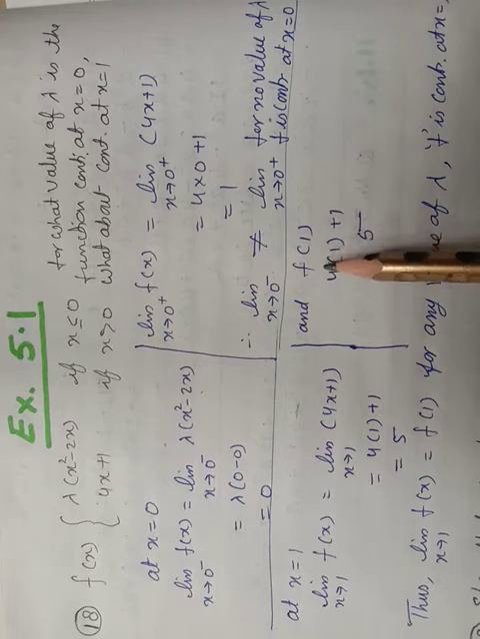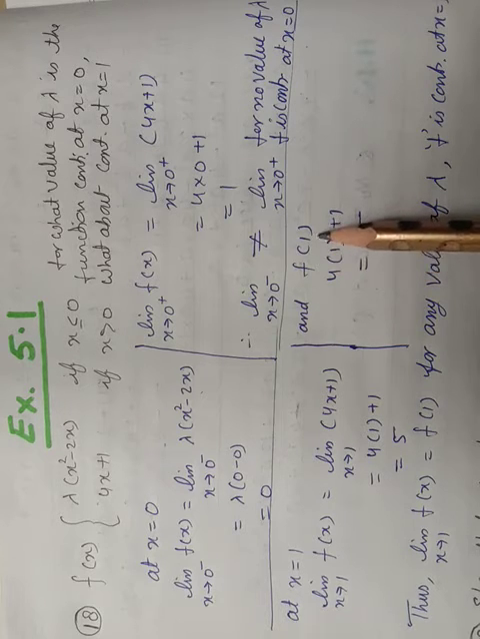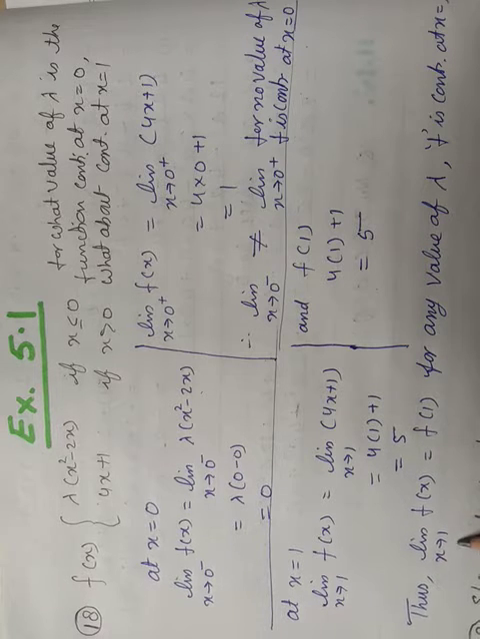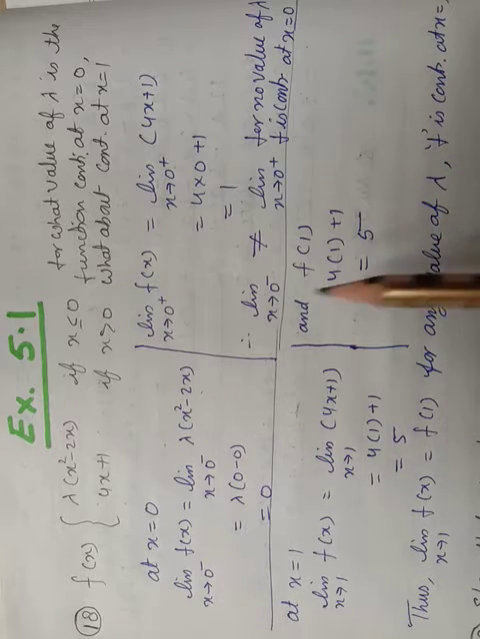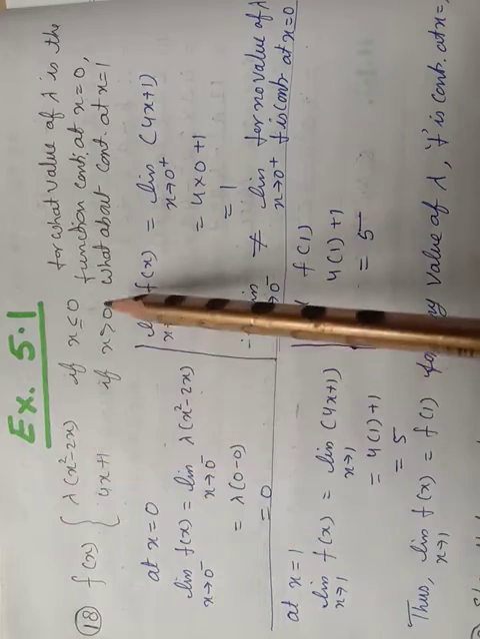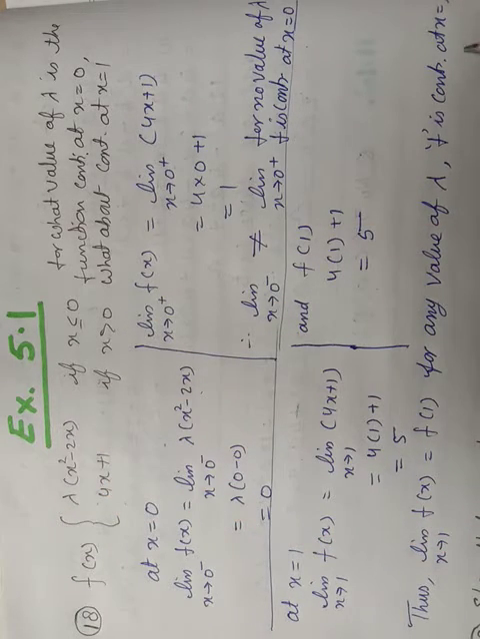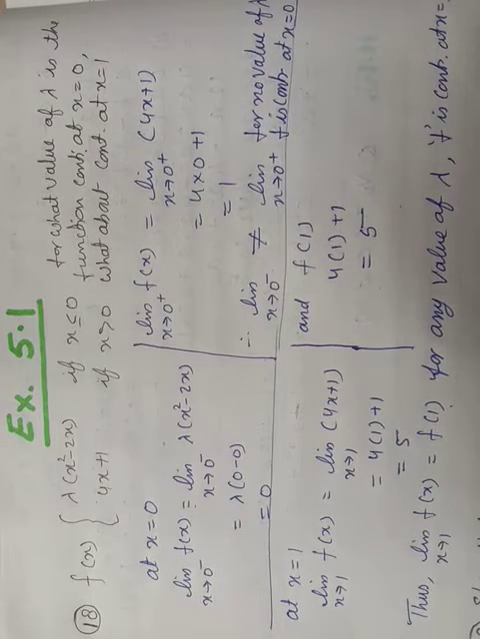And function of 1 is equal to 4 into 1 plus 1, 5. Thus limit function of x tends to 1 is equal to function of 1 for any value of lambda, because lambda is not involved, whether lambda is 5, 7, 8, we are not talking about it. So whatever the value of lambda, it is continuous at x equal to 1. Okay. Now question number 19.